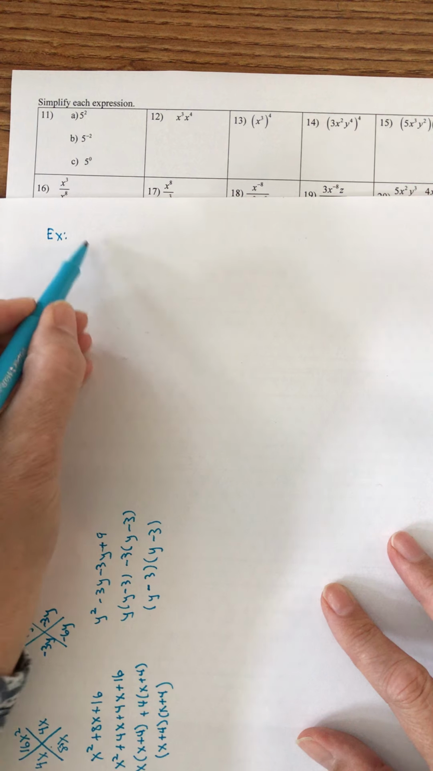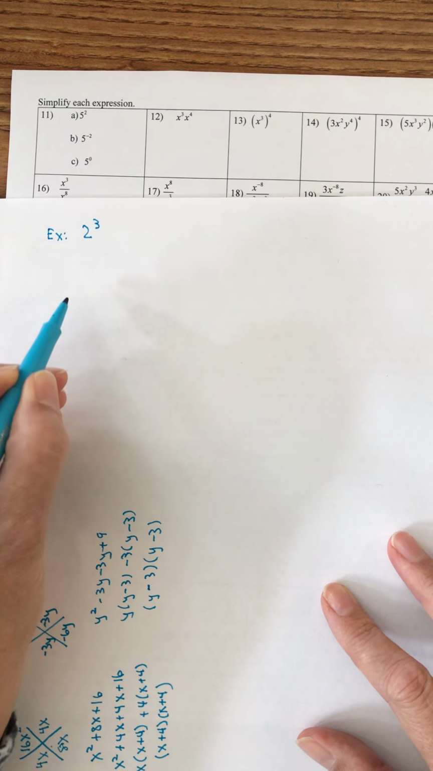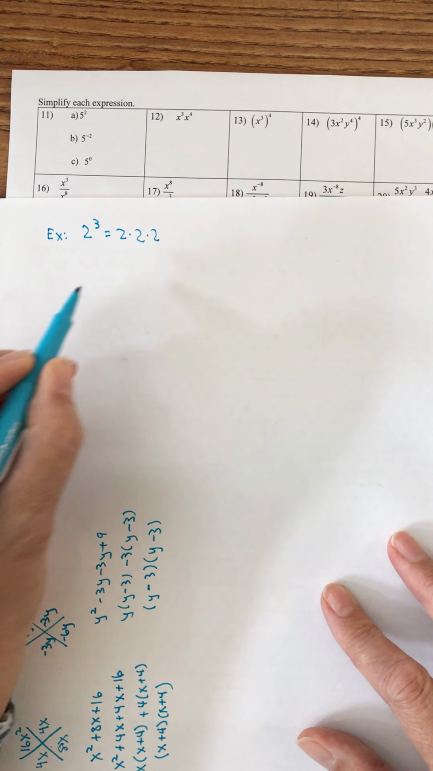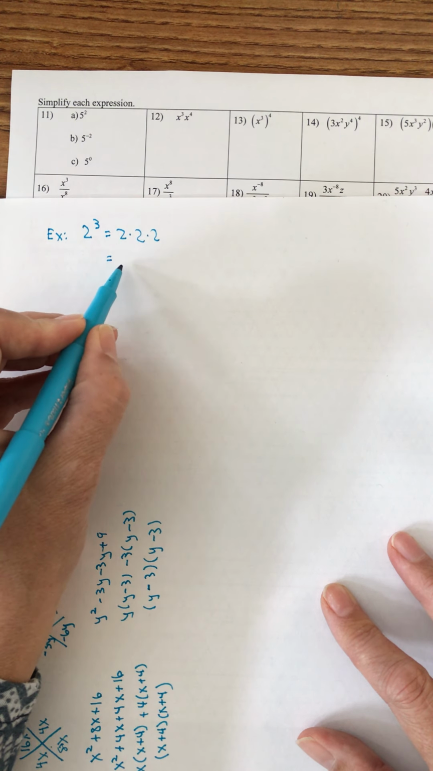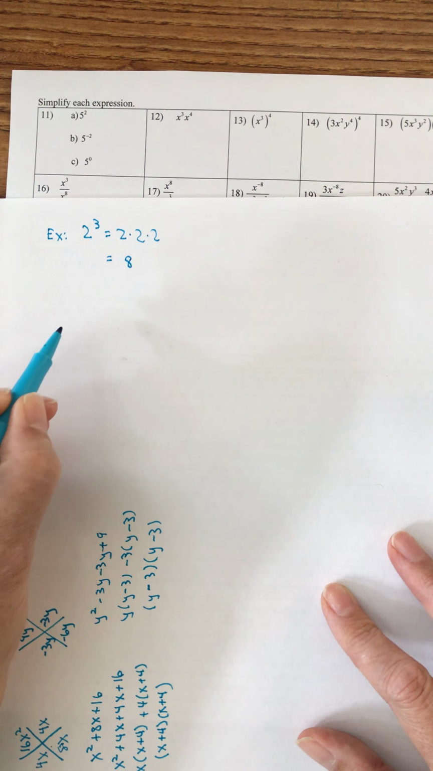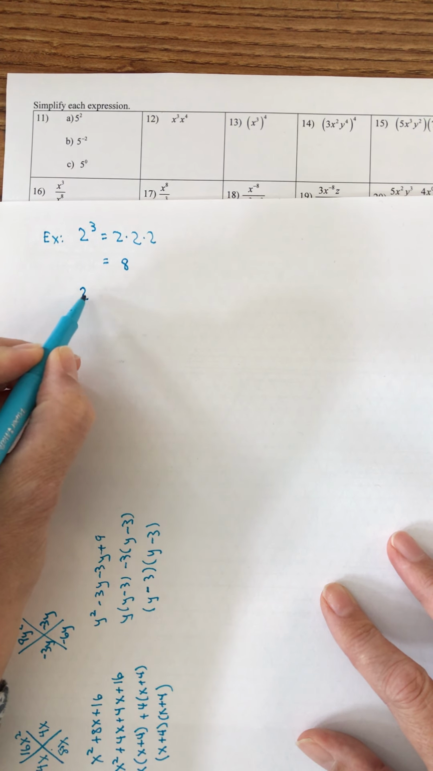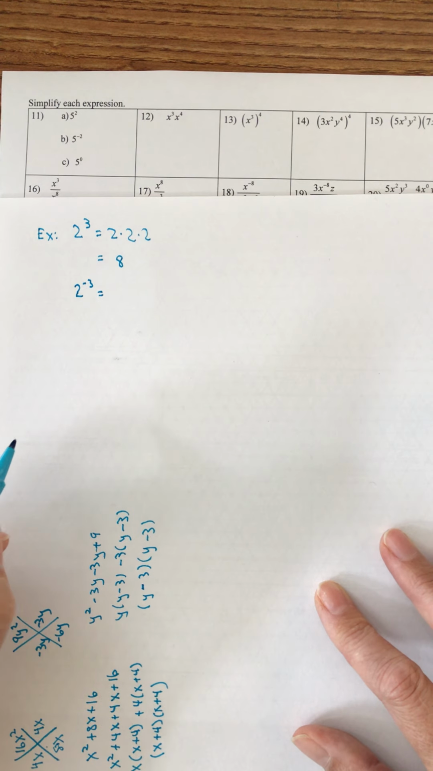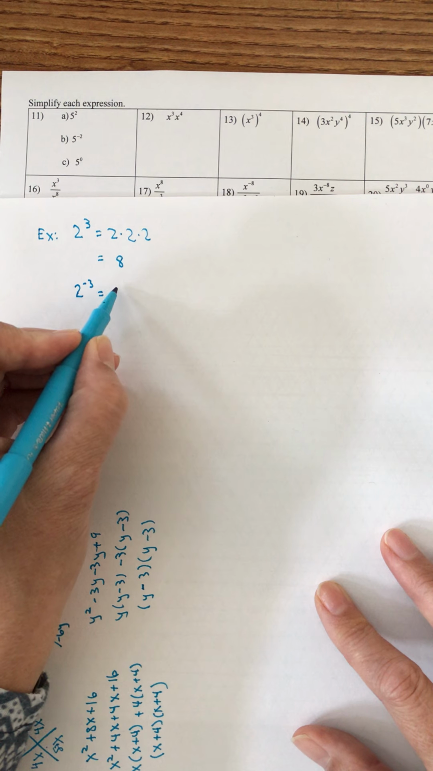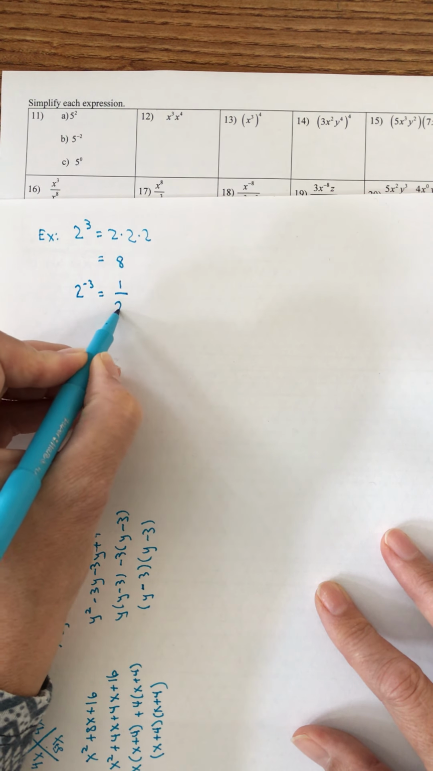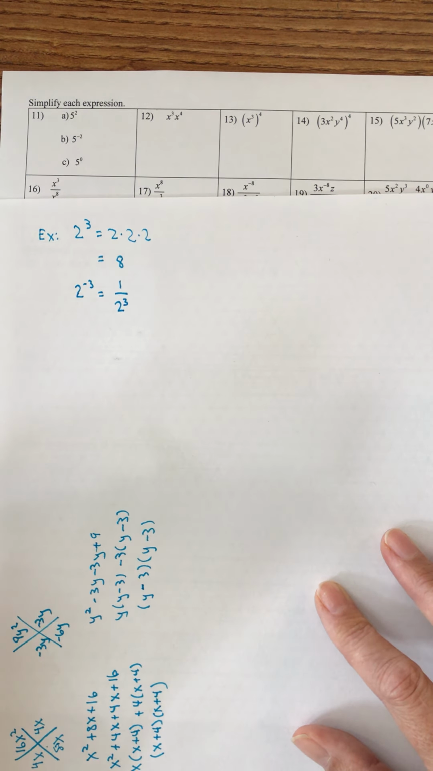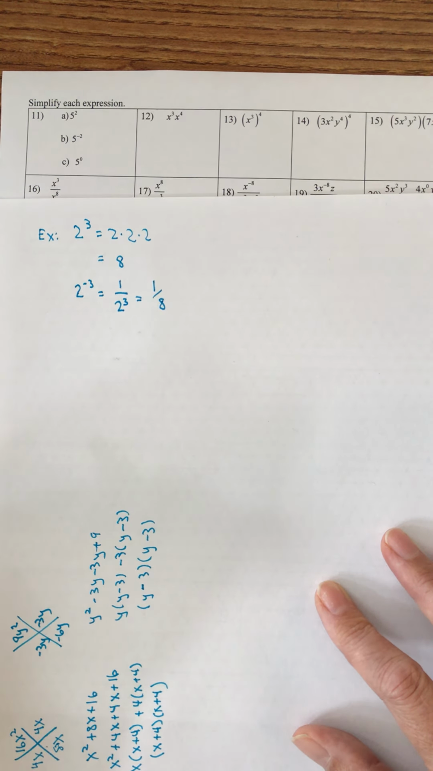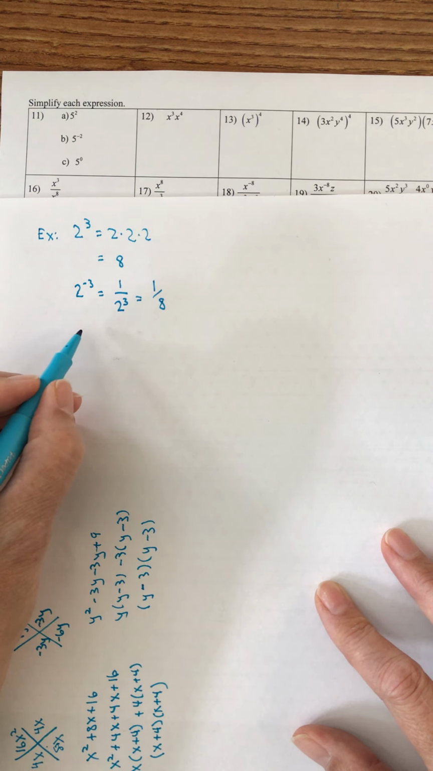So what if you had 2 to the third power? Well, that would mean 2 times 2 times 2, which would be 4 times 2, or 8. And what if you had 2 to the negative 3 power? Hopefully you recall learning that 2 to the negative 3 is the same as 1 over 2 to the third. And so 2 to the third is 8, and so 2 to the negative 3 is equal to 1/8.